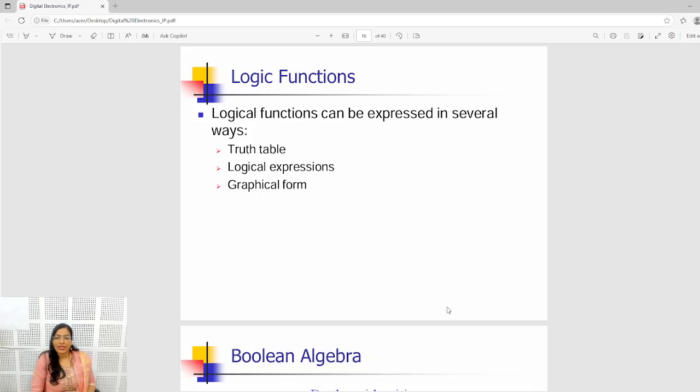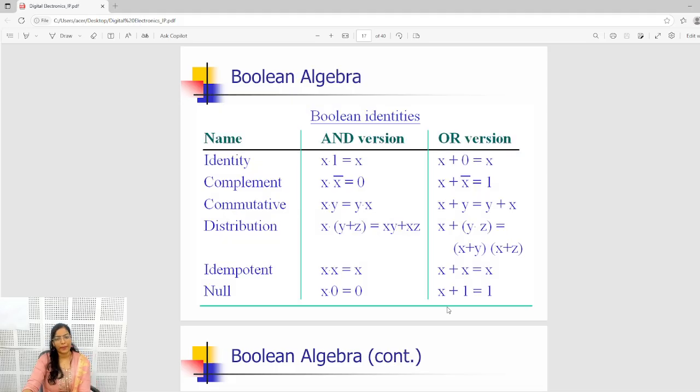So logical functions can be expressed in several ways. We saw the truth table, then we talk of logical expressions, and then we'll come to the graphical form. Coming to our next topic of discussion, which is Boolean algebra. There are a number of Boolean identities. Here we are going to discuss some of the important ones which you use to simplify your Boolean algebra questions, and how to use these identities to simplify any given Boolean expression.